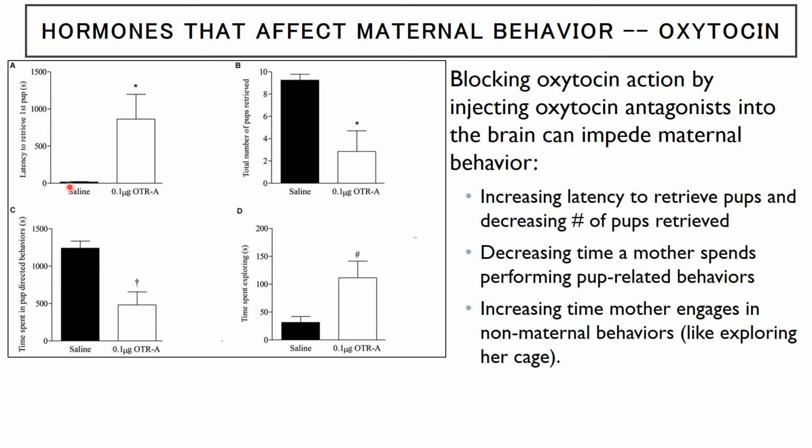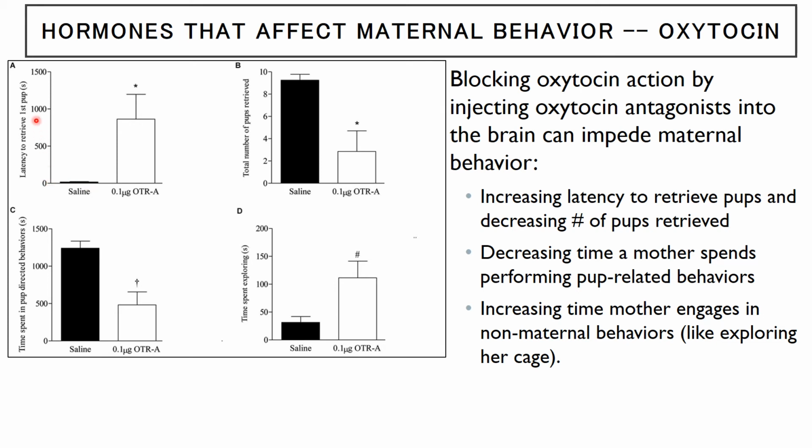So we're going to look at 4 different kinds of mothering behaviors in animals that were injected with either saline. And these are not naive rats. These are rats that are primiparous, so they had already given birth once, and then they're given pups afterwards. Okay, so this is different than the naive rats. These are actually rats that are very likely to show mothering behavior when given an orphan. So some of these rats were injected with saline, and other rats were given this antagonist, OTRA.